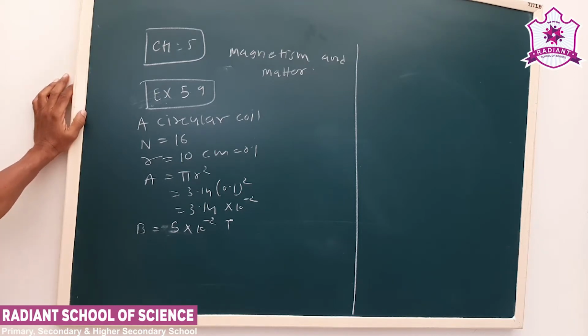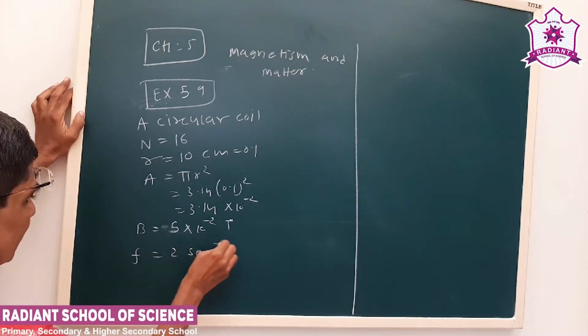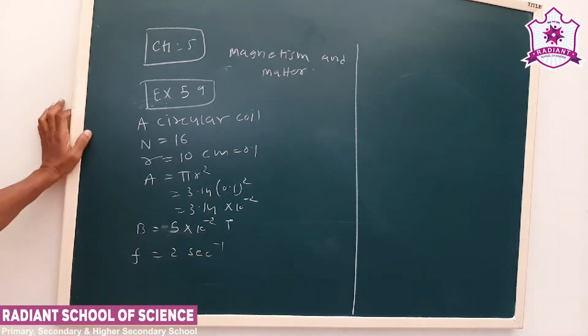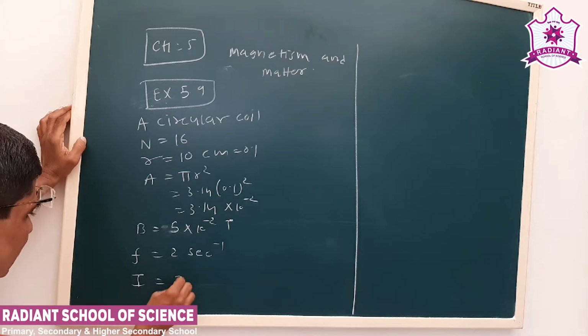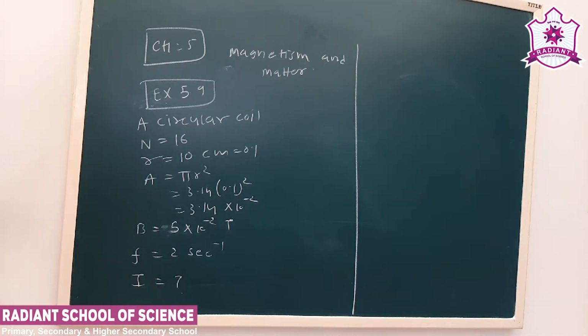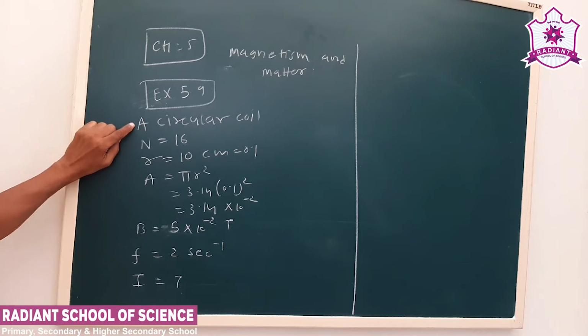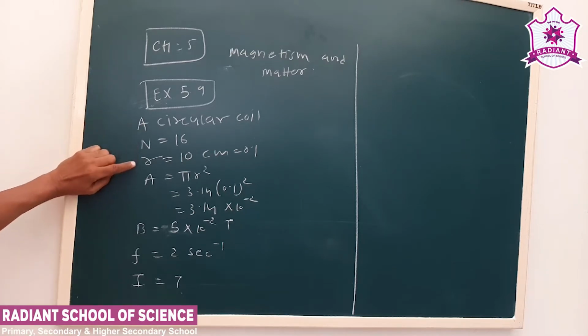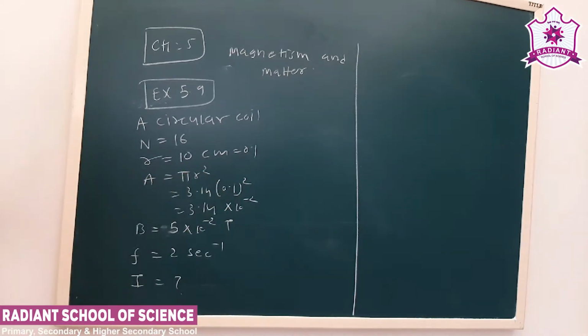When the coil is slightly turned and released, it oscillates from the equilibrium position with a frequency of 2 seconds inverse. What do you have to find out? The moment of inertia about the axis of rotation. Now see our formula. A circular coil is there, number of turns are there, radius is given, so we can find out area, using area is pi r square.